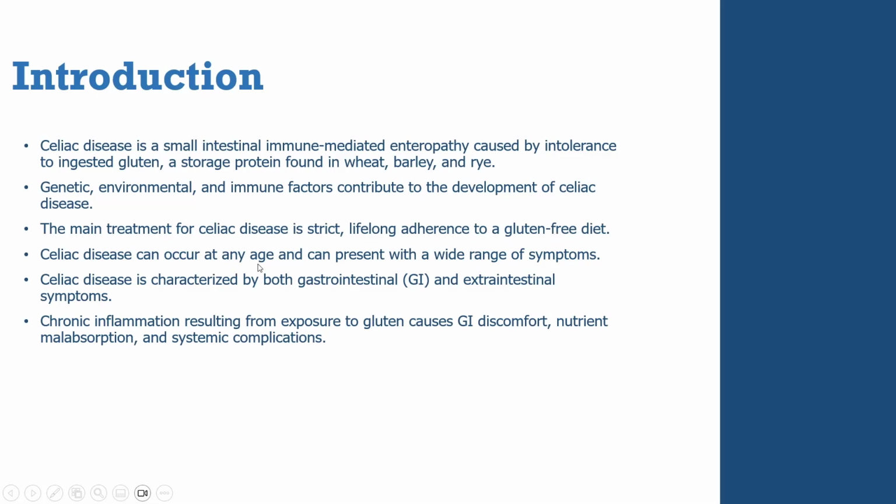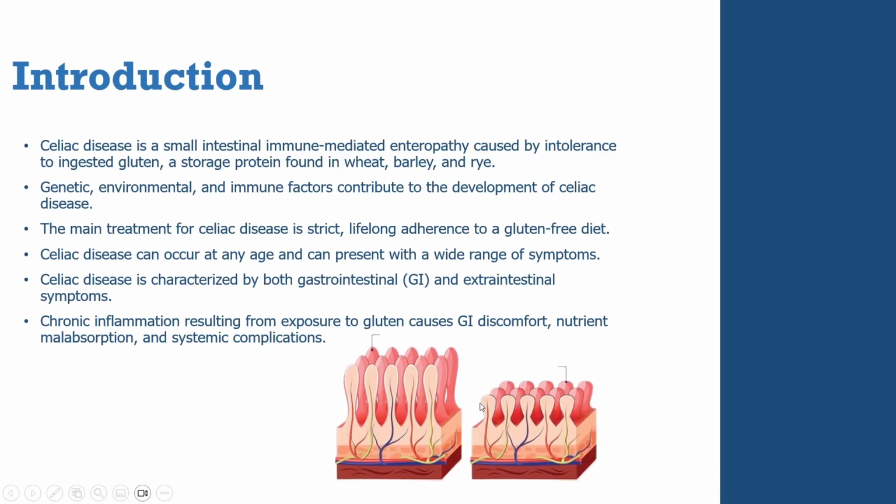It can occur at any age and present with a wide range of symptoms. It is characterized by both gastrointestinal and extraintestinal symptoms. Chronic inflammation resulting from exposure to gluten causes GI discomfort, nutrient malabsorption, and systemic complications. If you can see in these two pictures, the left picture is normal, the villi here are normal, whereas in the right picture, the villi of the small intestine are atrophied and narrower.